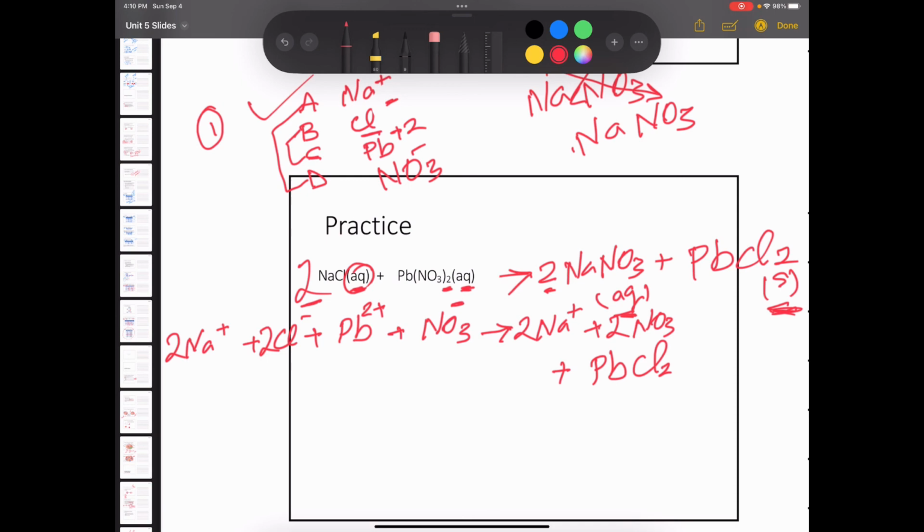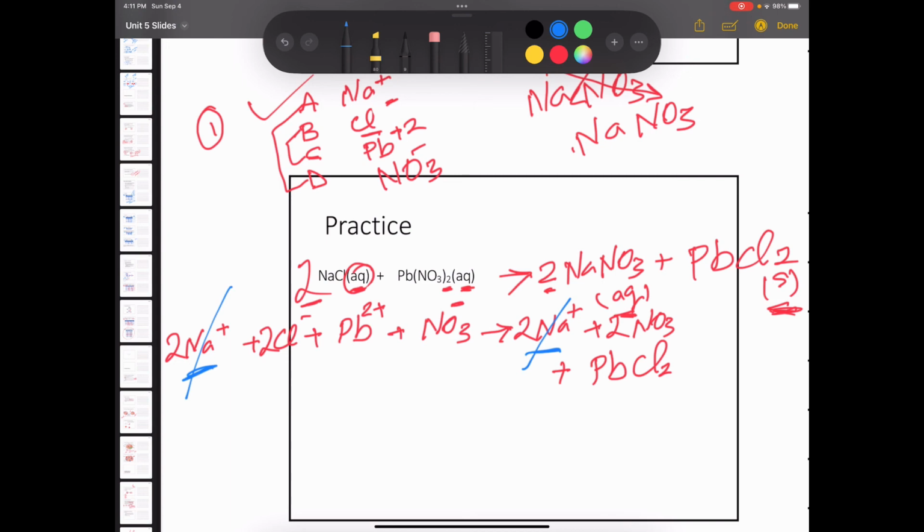So what we can do here, we can now cancel the cations and the anions on the product side and the reactant side as long as they exist on both sides. For example, if you look here at the sodium, I have a sodium here and I have a sodium here, and I have two of each. So what I can do is cancel the sodium out.